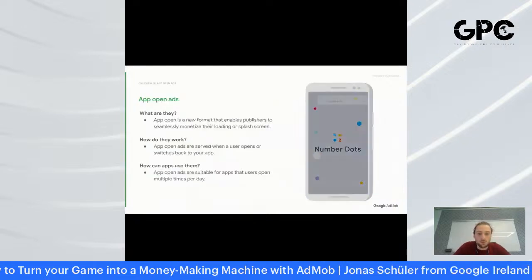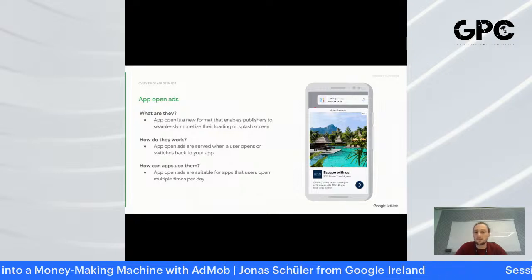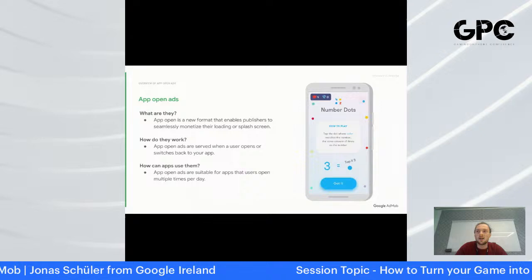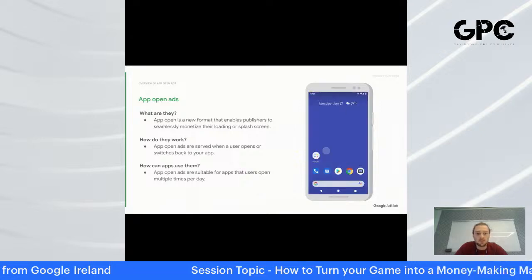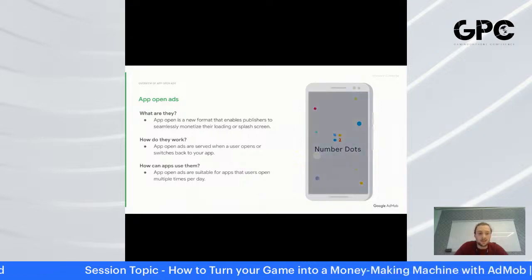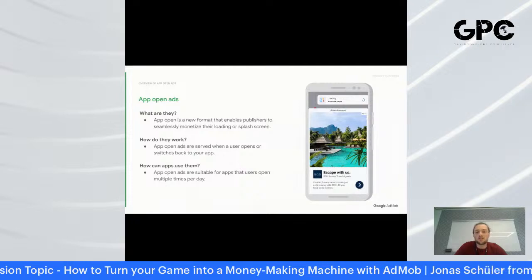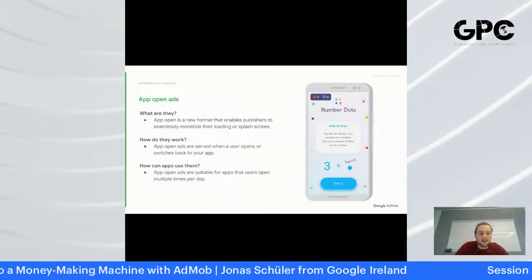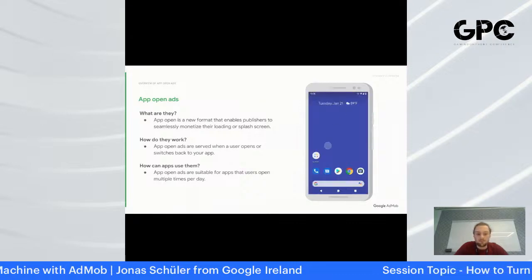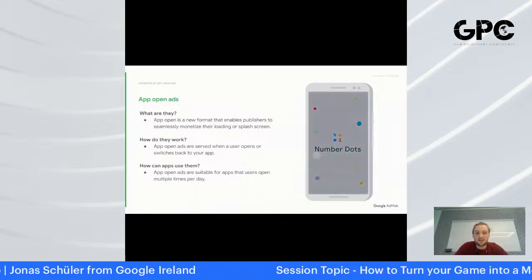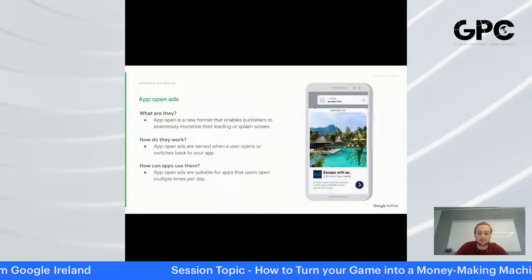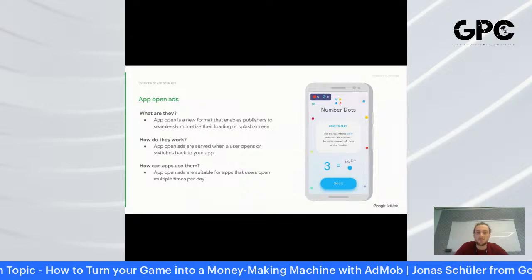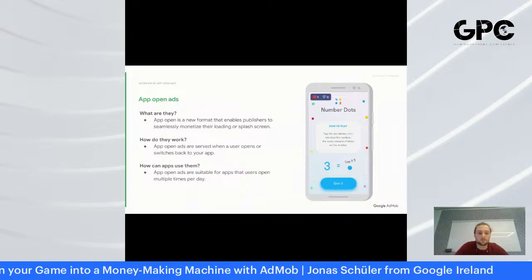Firstly, app open ads. What are they? App open ads mainly aim to monetize the time your app is loading, where your user anyways is not able to use your app. They take around 70 to 80% of the loading screen or the splash screen. And as soon as your app loaded, the user can close the ad and continue to your content. This format suits perfectly for apps that are used multiple times per day, for example.